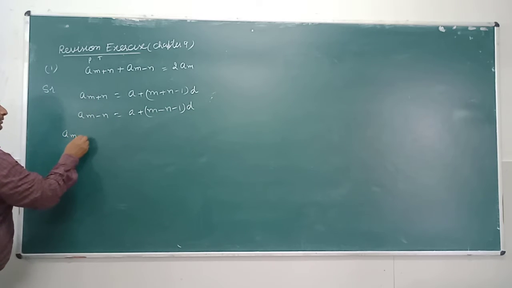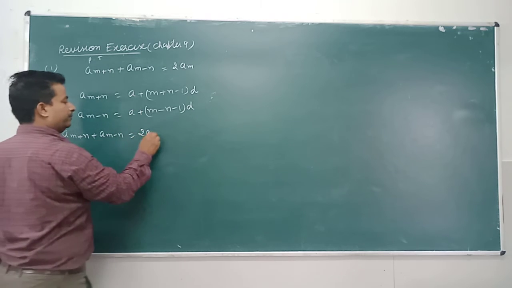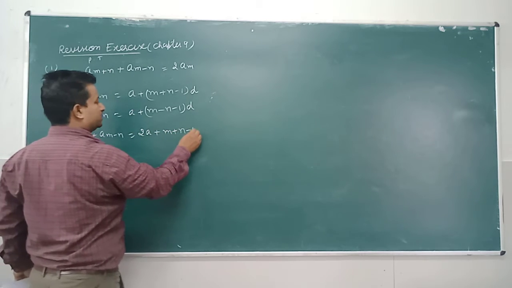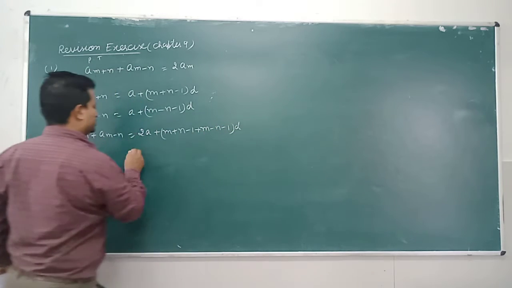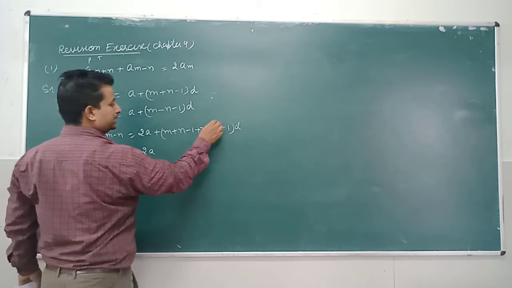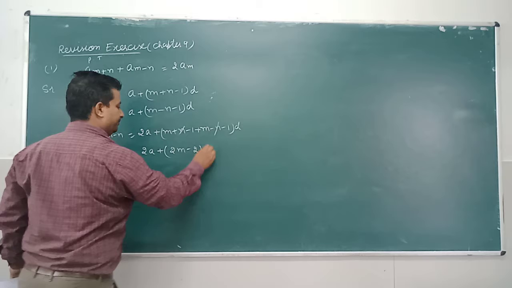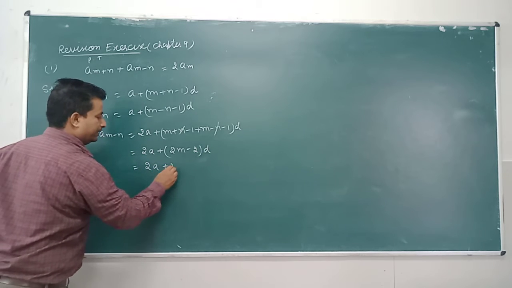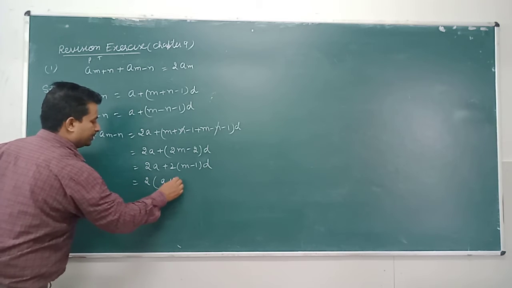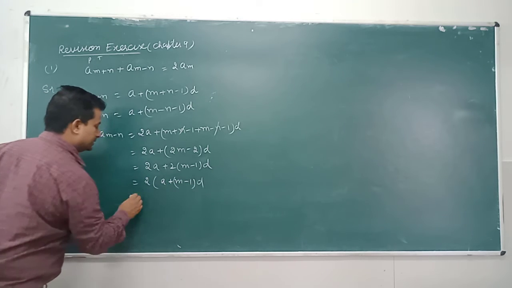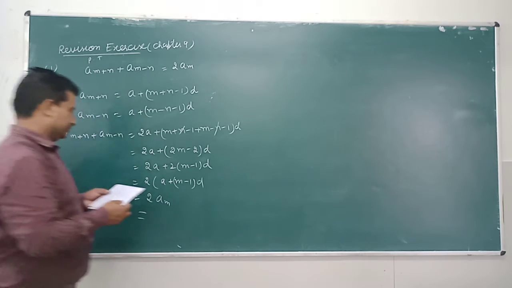When we add these two terms, this is 2a, this is m plus n minus 1 plus m minus n minus 1 into d. So this is 2a, so this n is cancelled out. This is 2m minus 2 into d. Take 2 common. This is a plus m minus 1 into d. So this is the mth term. This is the answer of question number 1.